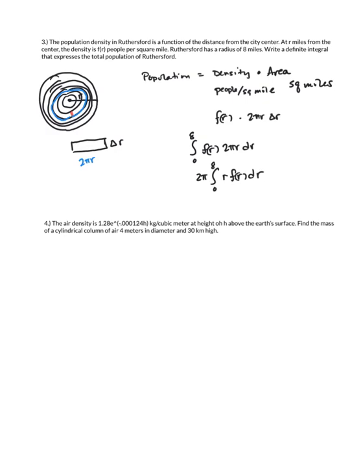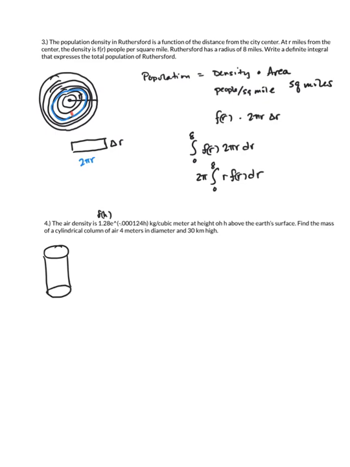So here we have the air density. Okay, the air density is this function here. I'll call this f of h, and that is in kilograms per cubic meter. So what I'm going to do here is find the mass of a cylindrical column of air, 4 meters in diameter and 30 kilometers high. So let me draw a cylinder.